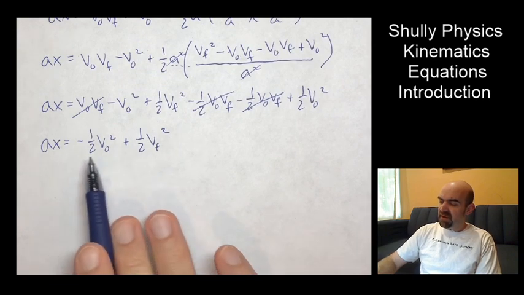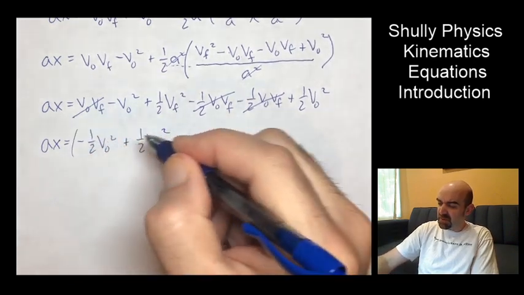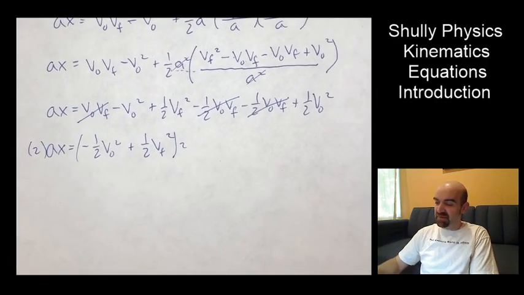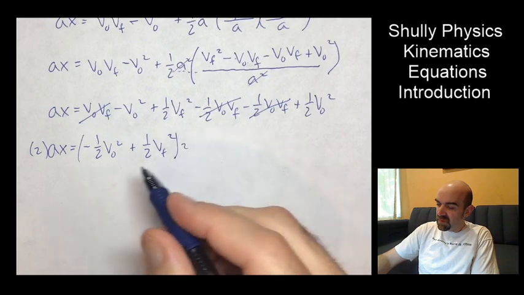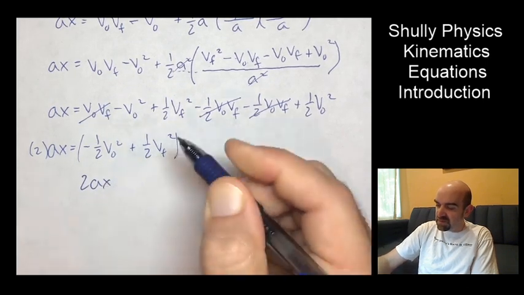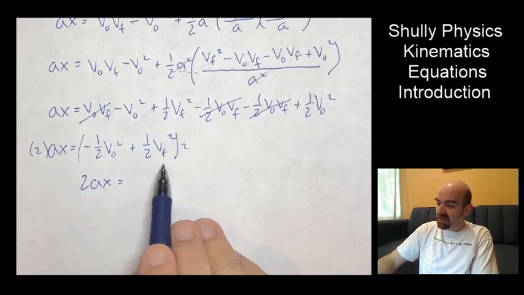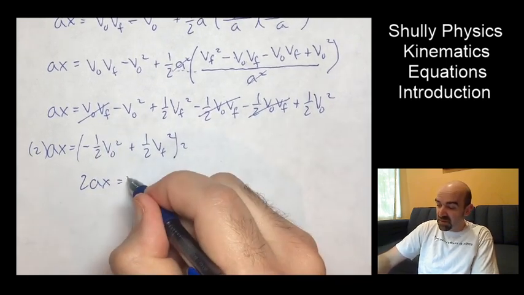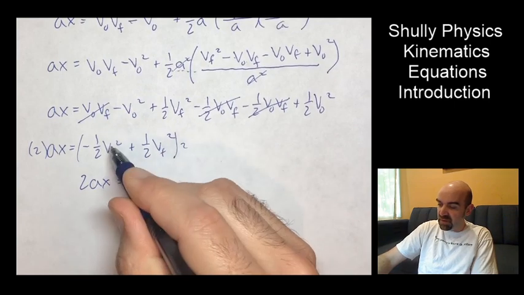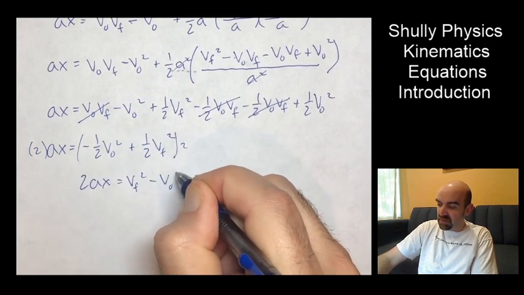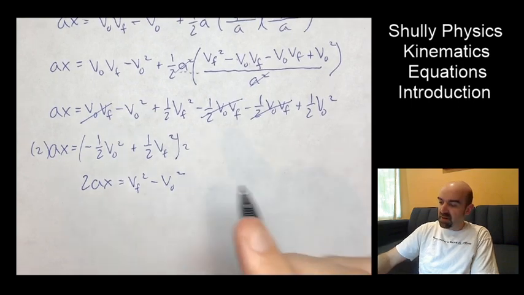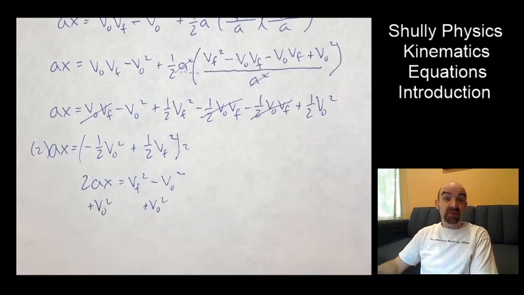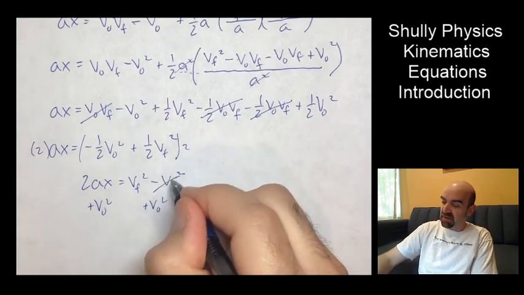All right. Now I've got this 1/2 term, so if I multiply both sides by 2, I should eliminate that 1/2 term. So I've got a 2ax equals 2 times 1/2 is 1, 2 times negative 1/2 is negative 1. So I'm going to have a positive VF squared minus VO squared. And now if I add that VO squared to both sides, I finally get down to what we're trying to look for here. That cancels.